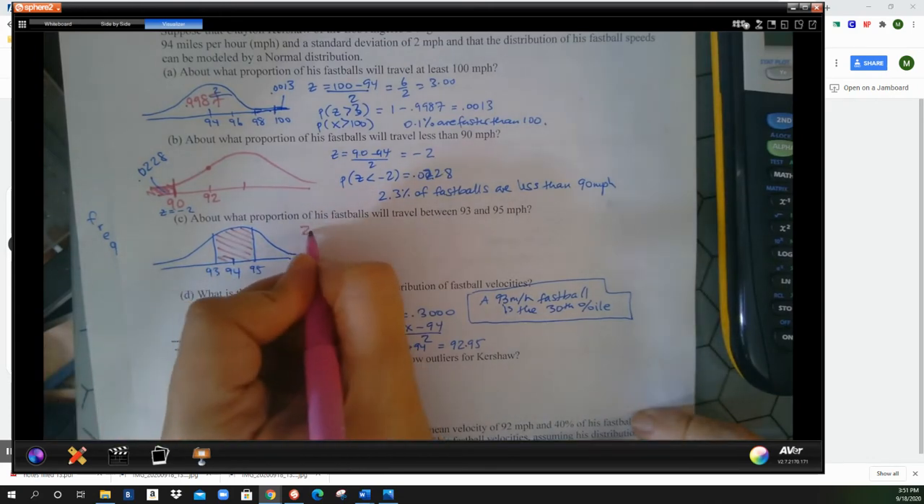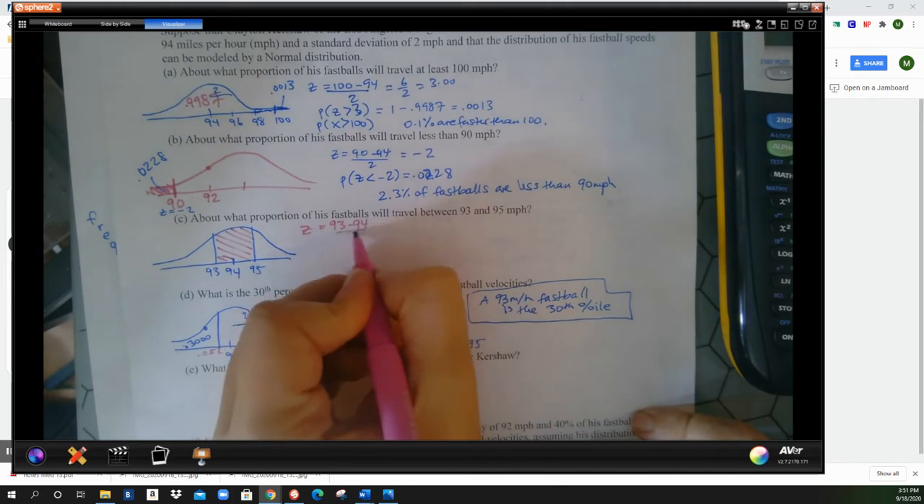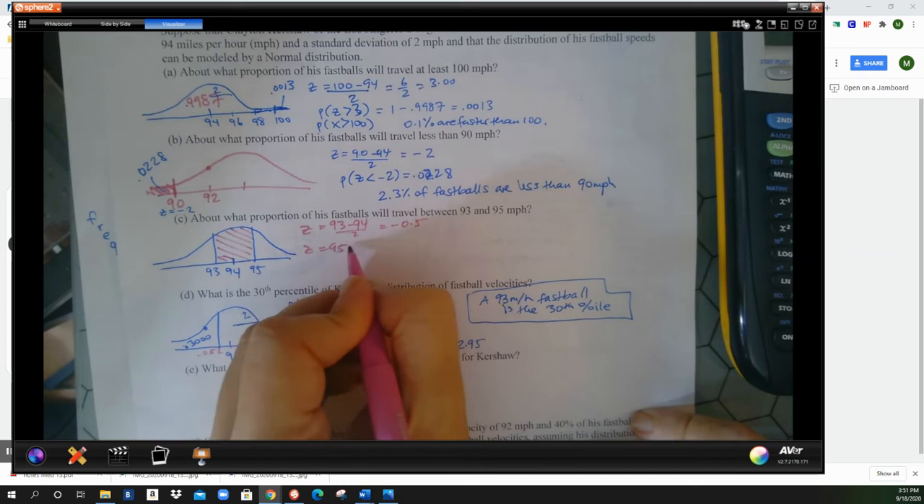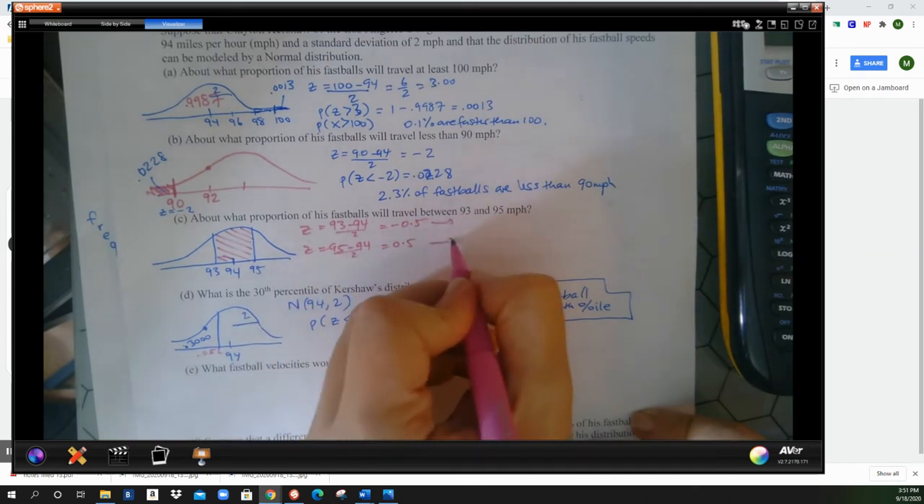So the z-score for 93 is going to be minus a half. The z-score for the 95 is going to be positive a half. I'm going to look those both up.